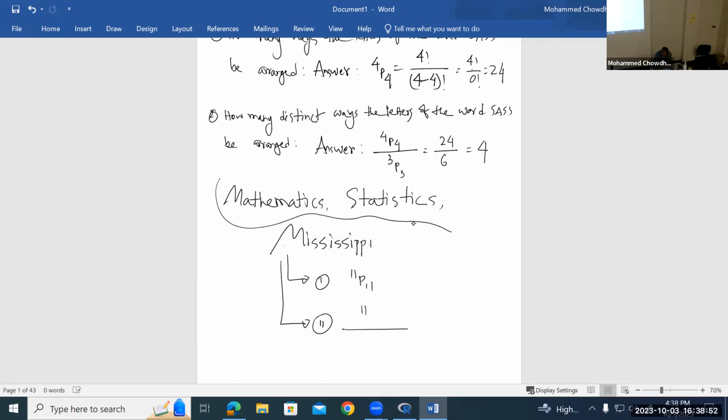And then how many distinct ways? 11 permute 11, divided by the repeats. How many S? There are 4 S, right? So that means 4 permute 4. And how many I? 1, 2, 3, 4. So 4 permute 4. That is the multiplication. And then how many P? 2. So 2 permute 2. Clear? Are you getting it or not?